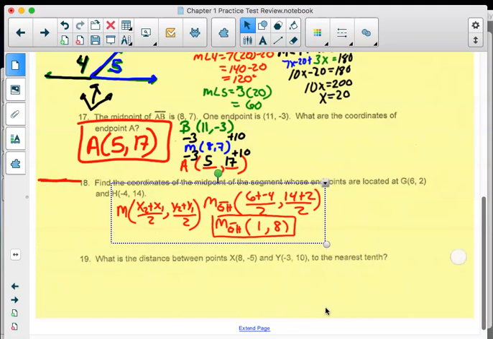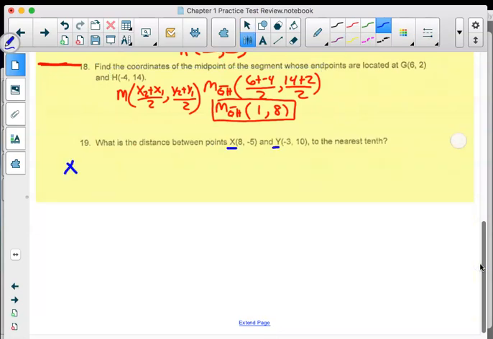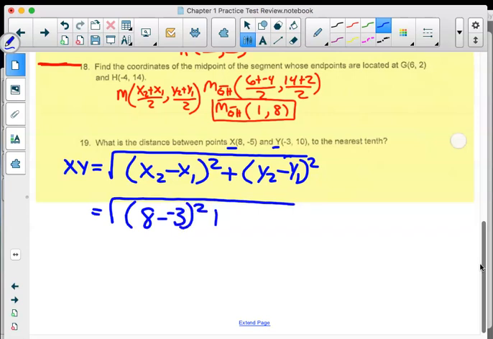Now, what is the distance between these 2 points? I'm going to do distance formula. Again, when I have 2 letters mushed together, they have no personal space, I am saying the distance between x and y, and that's the segment distance of x and y, or the length. So again, when I do this, I'm working with the distance formula, x sub 2 minus x sub 1 quantity squared plus y sub 2 minus y sub 1 quantity squared. Now, I got my x's. I've got 8 minus a -3 squared plus my y's, -5 minus a 10 squared.